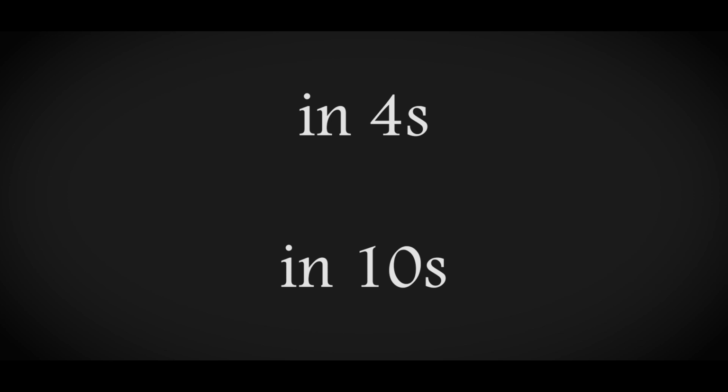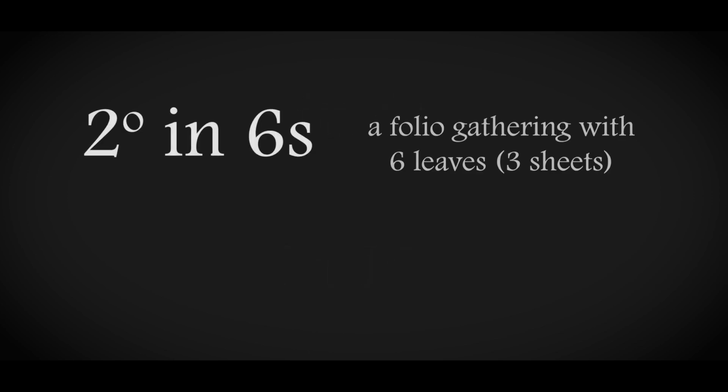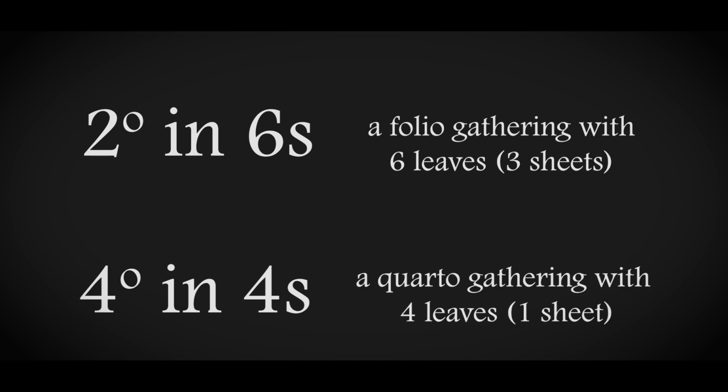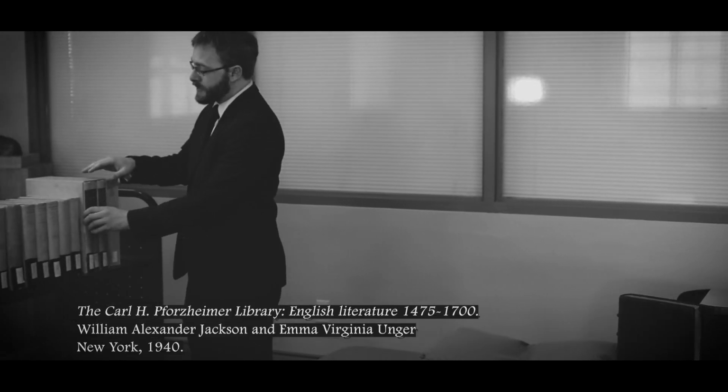This is a reference to how many sheets are used in a single gathering by counting the number of leaves being generated. If you see something like folio in sixes, that means we have a folio gathering with 6 leaves, i.e., 3 sheets that have been folded into a single folio gathering. Quarto in fours would mean a quarto with 4 leaves, i.e., 1 sheet that has been folded into a quarto. You can see an example of this in the catalog of Carl H. Pforzheimer's library.